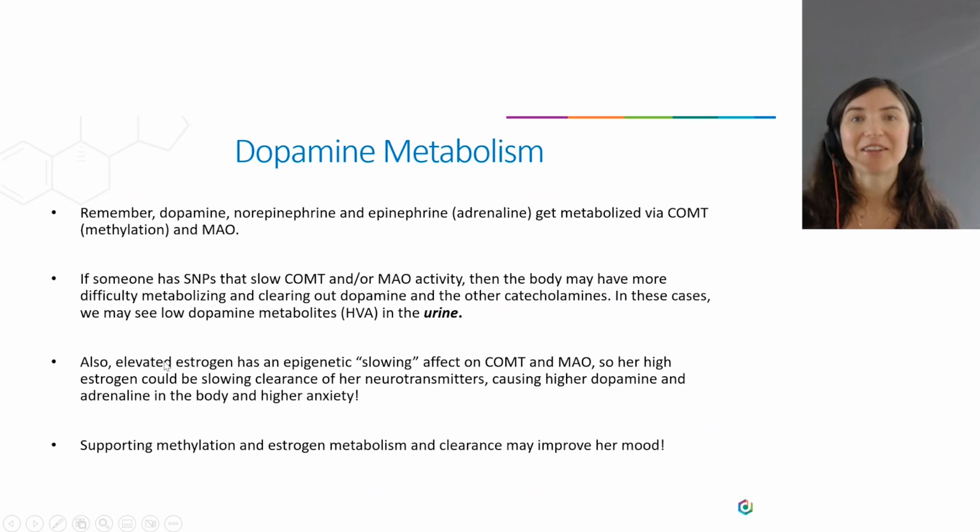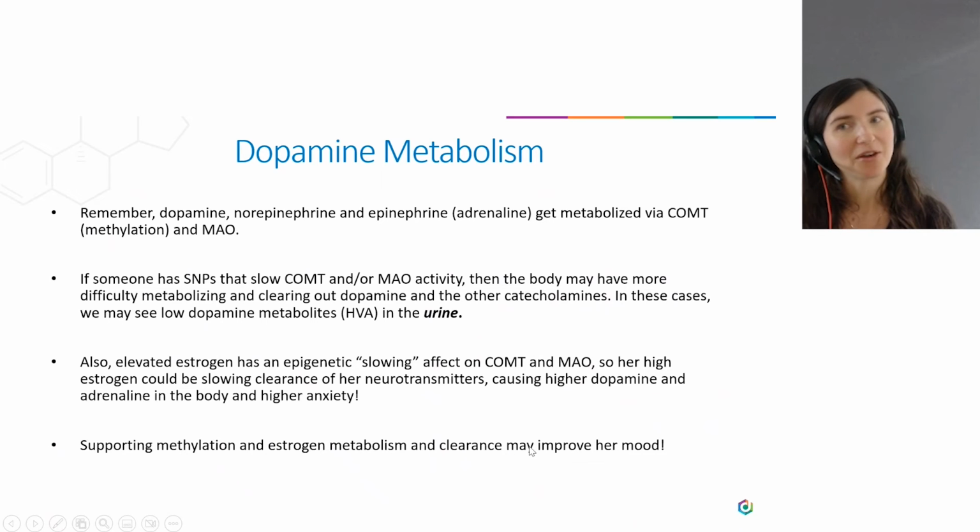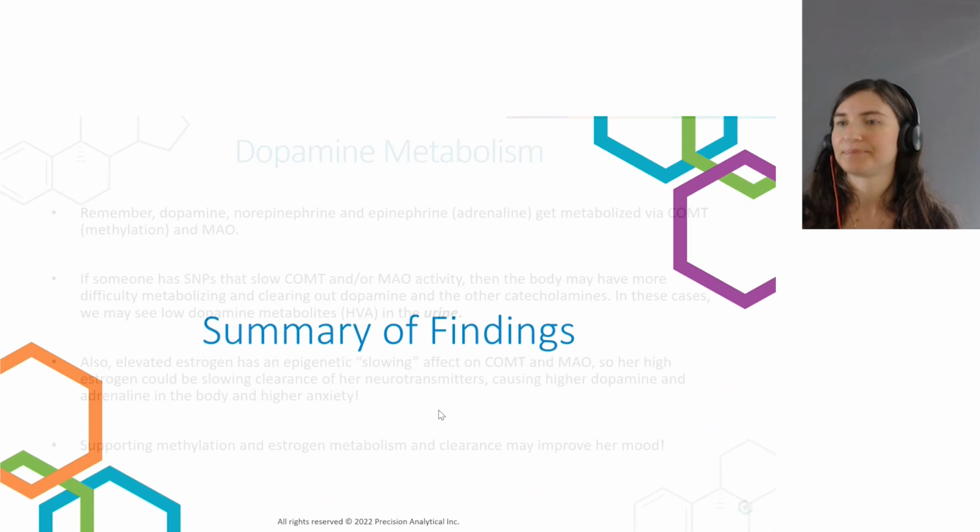Also, here's another key point. Elevated estrogen has an epigenetic slowing effect on COMT and MAO. So remember, she has high estrogen, and it could be slowing the clearance of her neurotransmitters, causing the higher dopamine and adrenaline in her body and higher anxiety. So supporting methylation, supporting estrogen detoxification might actually improve her mood. It's worth a shot, right?